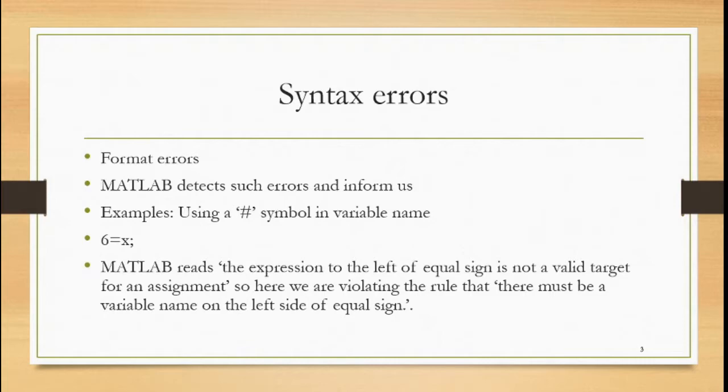Look, two typical examples are using a hash symbol in a variable name. We have said earlier that we can only use uppercase, lowercase letters, numbers, and the underscore character in a variable name. So if we use a hash symbol, that will be a syntax error. If we use a dot operator, that will be a syntax error. If we begin a variable with a number, that will be a syntax error. Other examples include errors in the format of the for loop or errors in the format of the if-else statement.